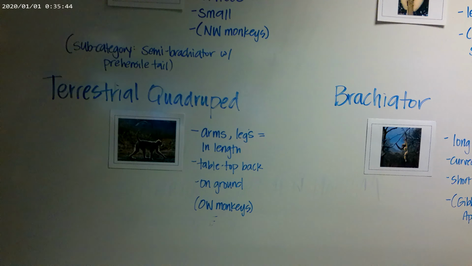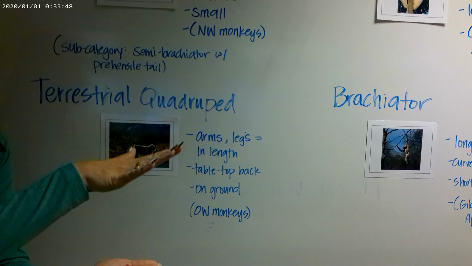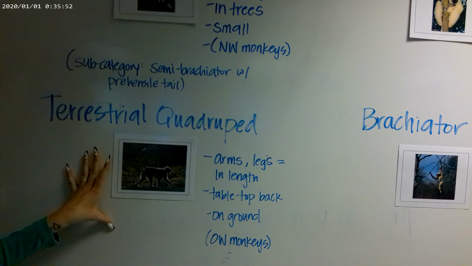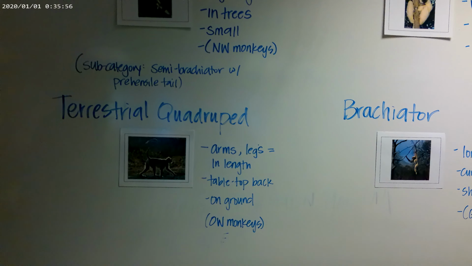I also want to point out, when you see them on the ground, look at their hands and feet. If their palms are on the ground, this is a terrestrial quadruped and will help you differentiate between one of the other groups coming up.